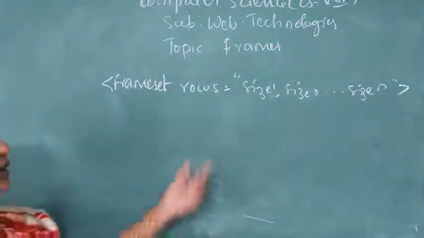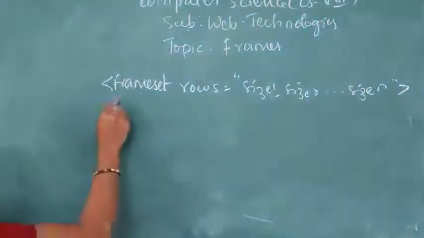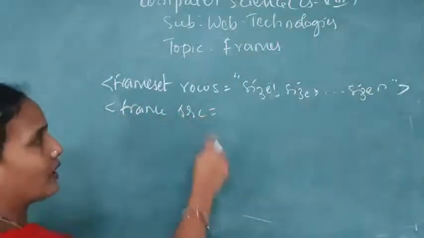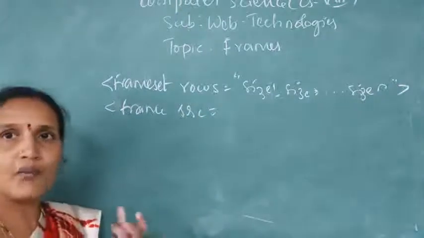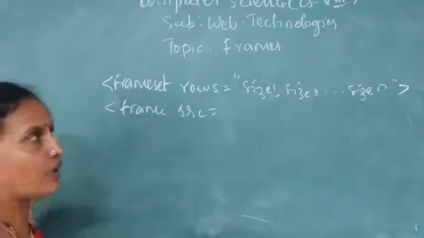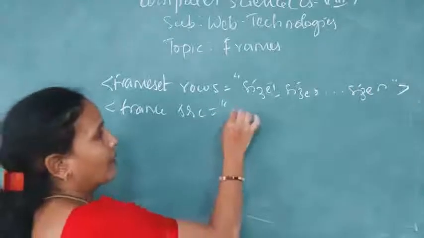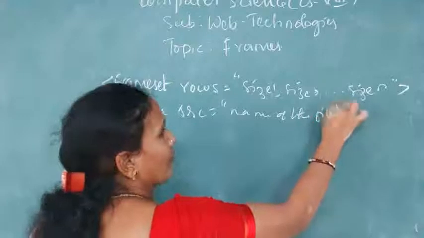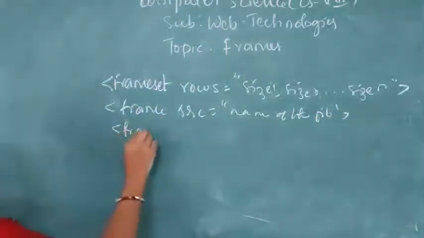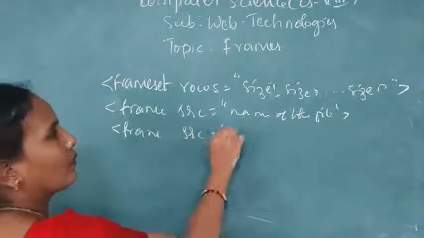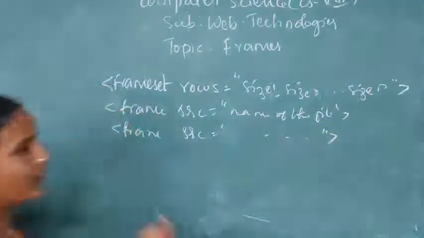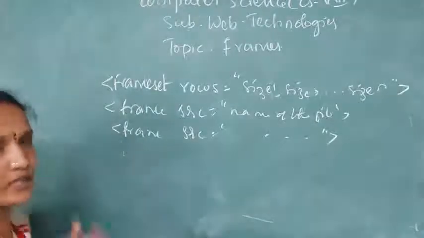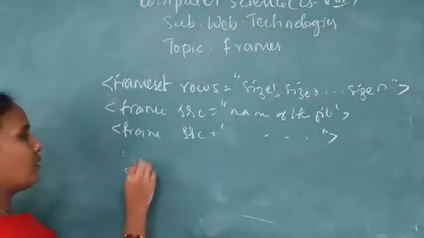Now, if you have given sizes, then here you should give the frame. In that frame, which document do you want to execute? That is the src, the location of the file, which document you want to execute in the current frame: the name of the HTML document, the name of the file. Next, in the second frame, the name of the file. Like this, you can include as many frames as you want. Next, you close the frameset like this.